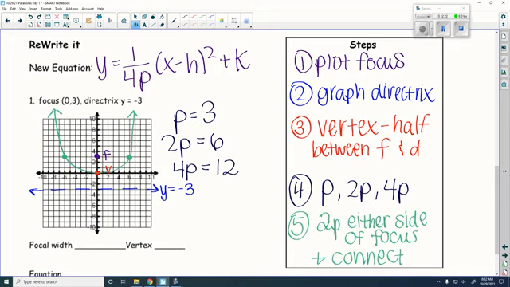So do you see how this is P, right? This is 2P. This whole thing is 4P. The whole width is 4P. That's your focal width. So what is my focal width? 4P, which is 12. Where is my vertex? 0, 0.